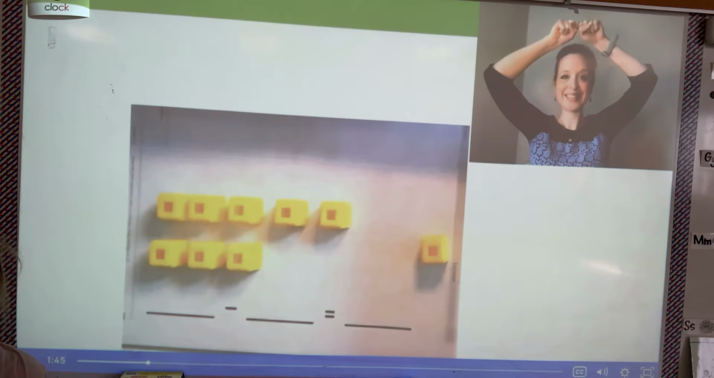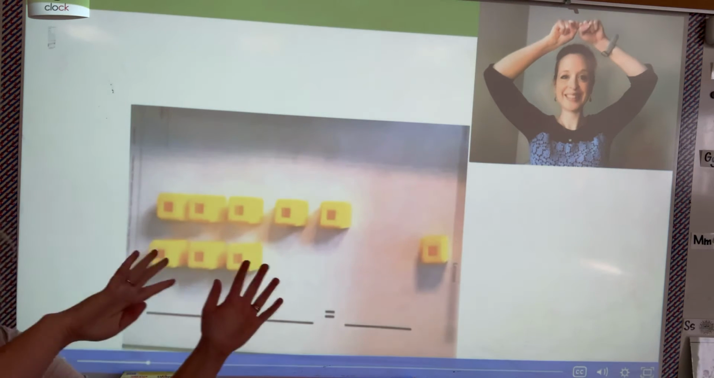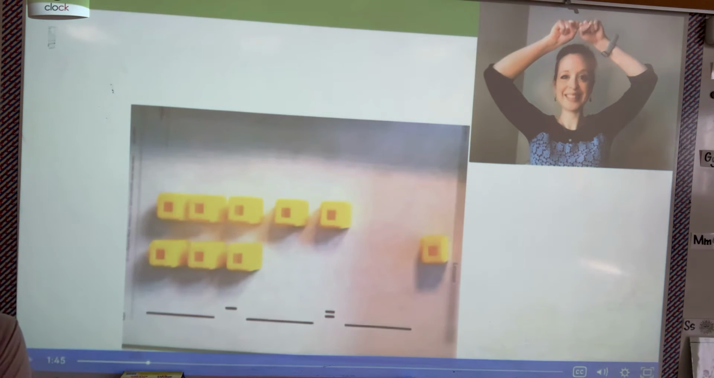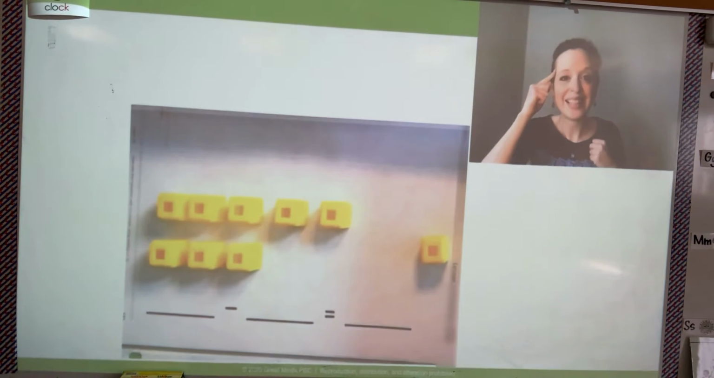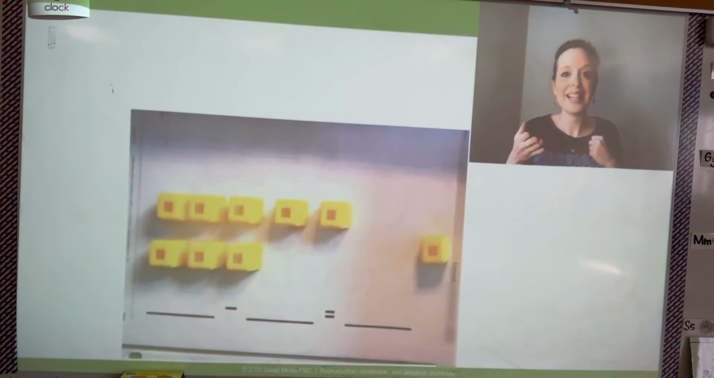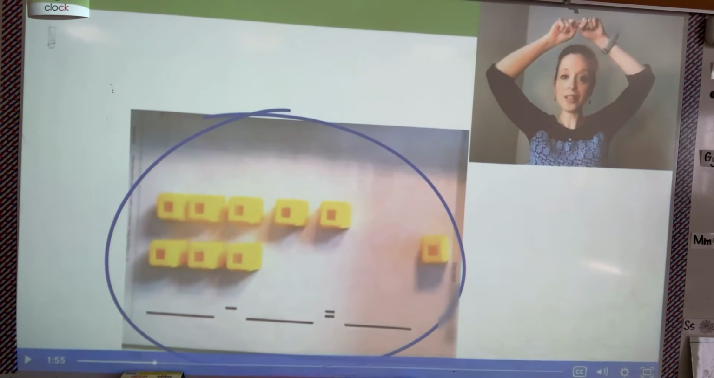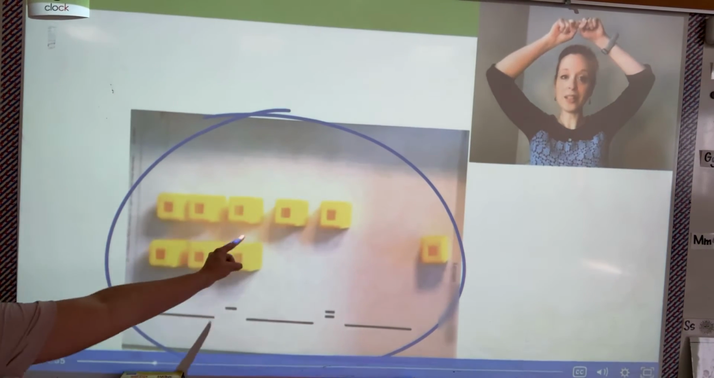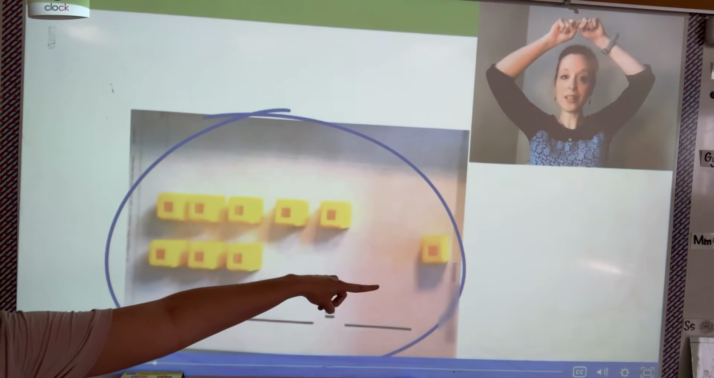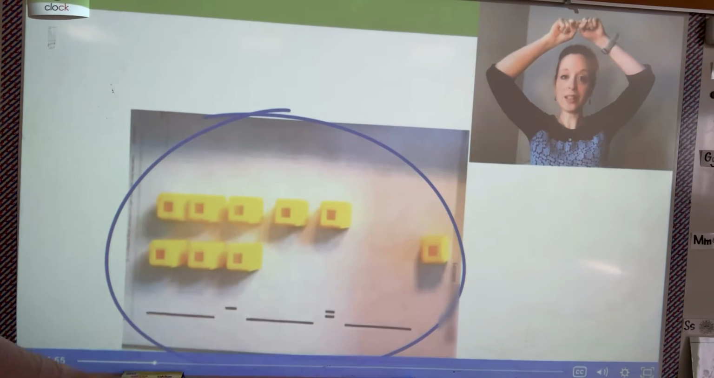Okay, I'm seeing some different things. Some people are showing me 8, but some people are showing me 9. I wonder what it is. Let's listen to Miss Emily. Think. Say it. Yes, 9 bears are in the whole. Okay, so she circled all together. Even though she moved one cube to the side, it's still a part of the whole. All right. There are 9 bears all together.